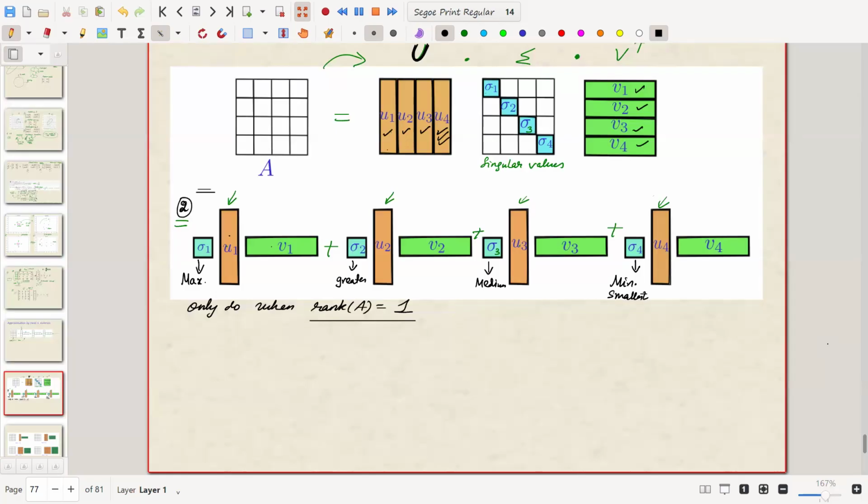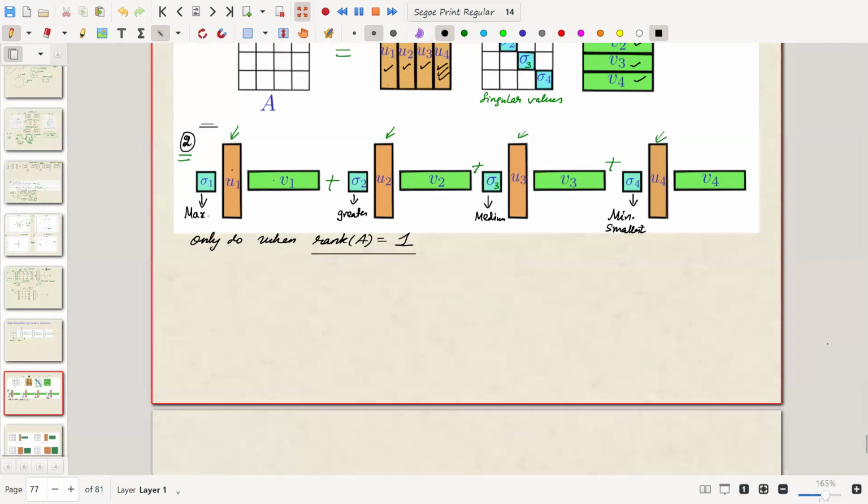Now tell me, if you write matrix A as the sum of these four parts, first, second, third, and fourth, how can you approximate A? How can you do it in such a way that it will still look almost like matrix A and much of the data won't get lost? Which element should you remove, the first element or the last element?